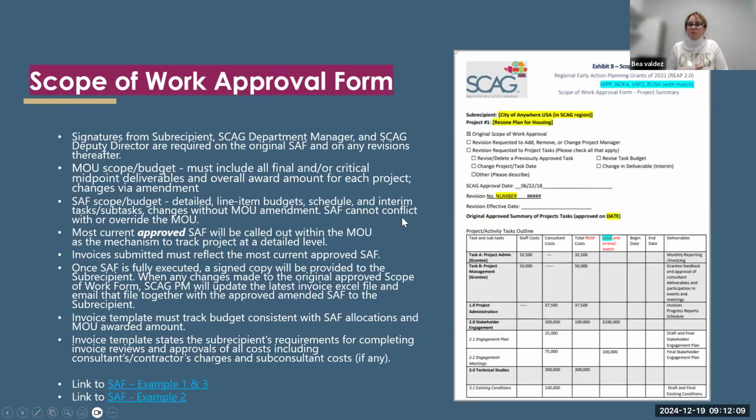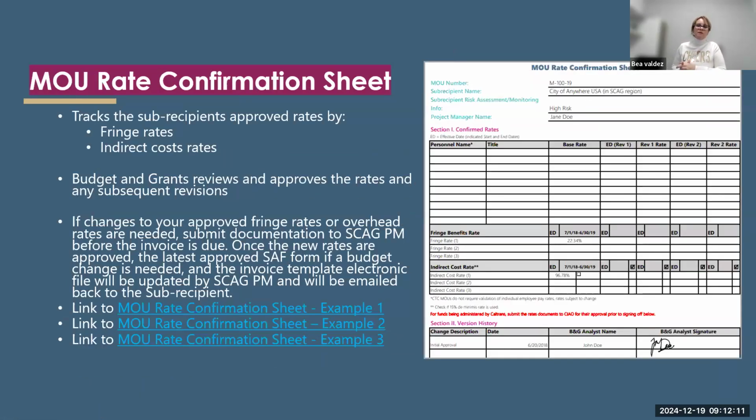So the scope of work, let me see, your MOU rate confirmation worksheet. This is something that you should have already been working on with the PM and our budget and grants team. This is asking you for information related to your fringe rates and your indirect cost rates.